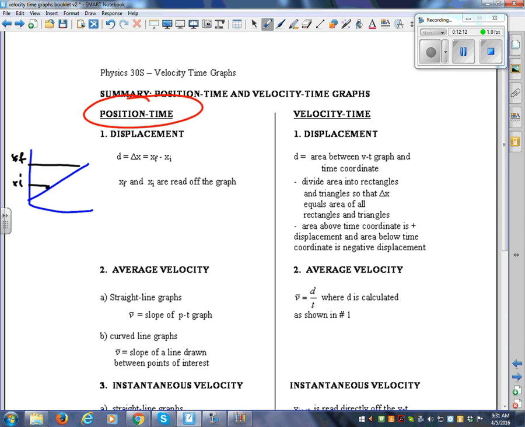So you should be writing that little graph down right there. It's a good visual. Here's your position time graph. You read the initial position, you read the final position, and you subtract them. That's what you do to find displacement.